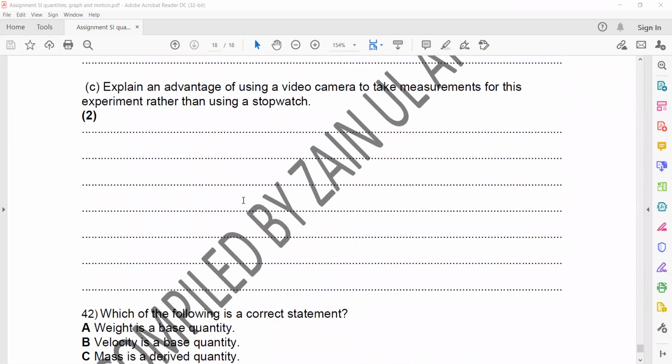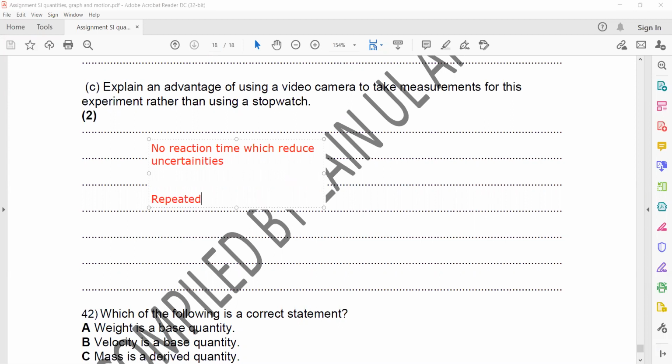Explain an advantage of using a video camera to take measurements for this experiment rather than using a stopwatch. So what are the advantages? There's no reaction time, so it reduces the uncertainty, and it can be paused and replayed, so we can check the values or repetition can be done, or more accurate values are obtained. So no reaction time, which will reduce uncertainty, and it can be repeated or played back to improve the accuracy of the experiment.